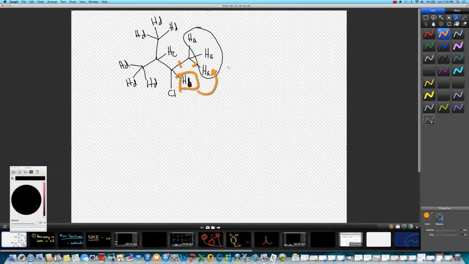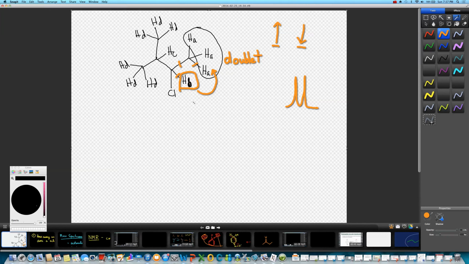This hydrogen is a magnet. It can align with the field, or it can align against the field with equal probability. So this peak at HA is actually split into 2, and because each of these possibilities are equally possible, I have what is called a doublet. So HA is split as 2 peaks.